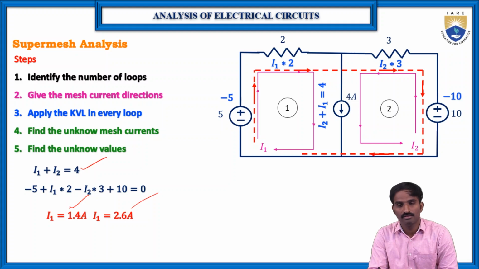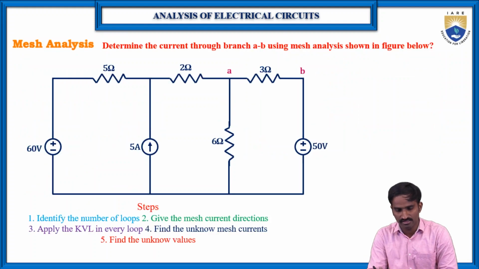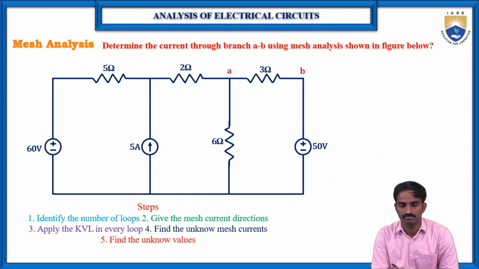So this is the way to apply the mesh analysis. Of course, this is a very simple network, but let us consider a more complex network which has 3 loops. So in this case, how can we find the current flowing through the 3 ohms resistor by applying the mesh analysis?